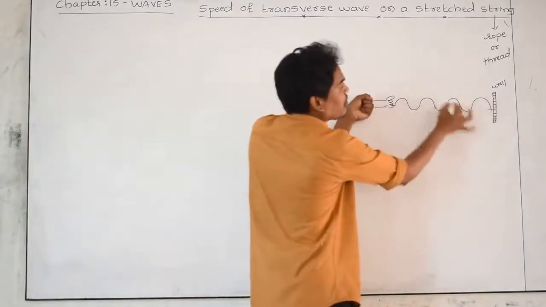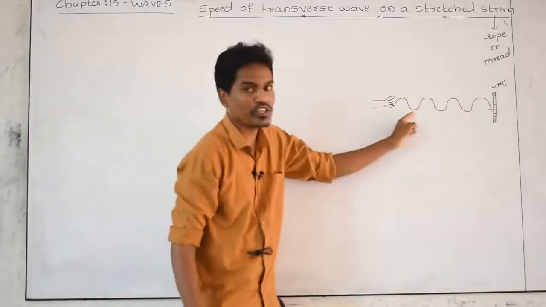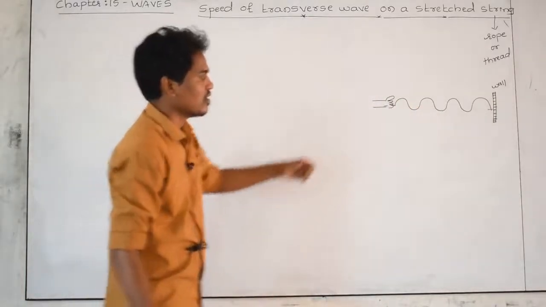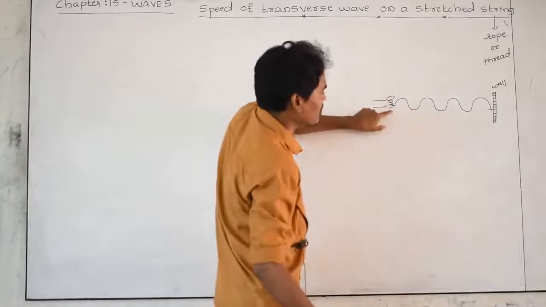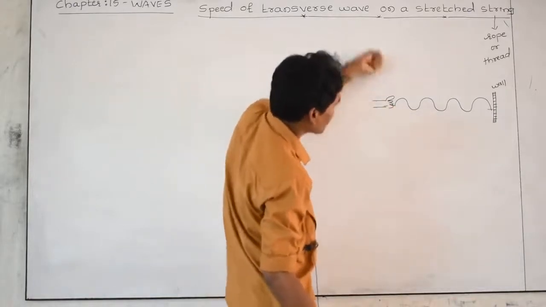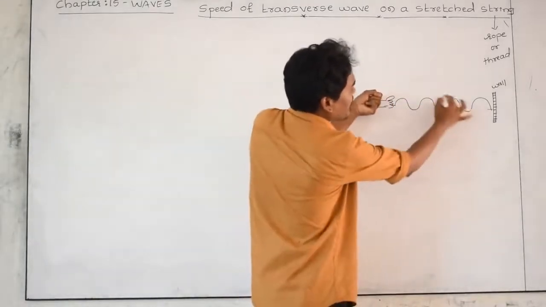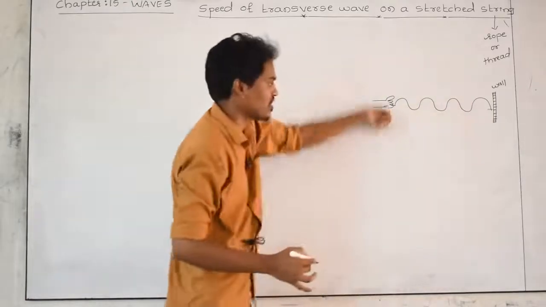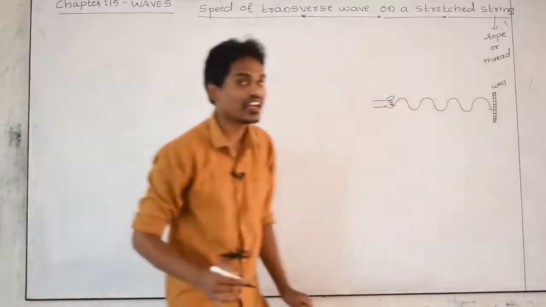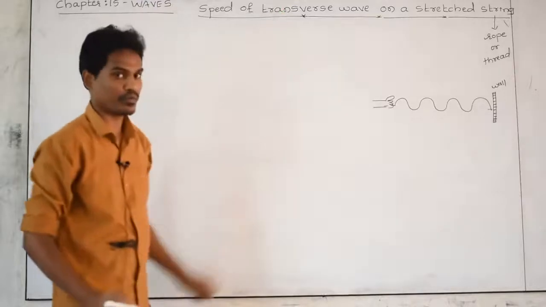The wave is set up in the rope medium, and the nature of the wave produced in the rope is called a transverse wave. How is it so? You are giving a jerk to the rope in the y direction, and the wave is set up in the medium in the x direction. The jerking direction is y and the wave moves in the x direction; the angle between those two directions is 90 degrees. Then that nature is called a transverse wave.